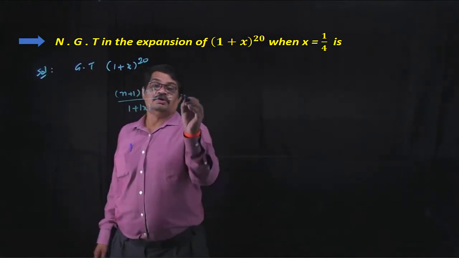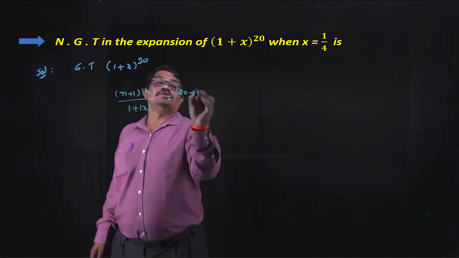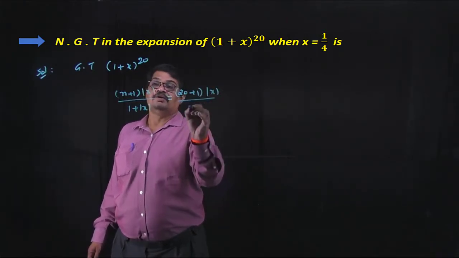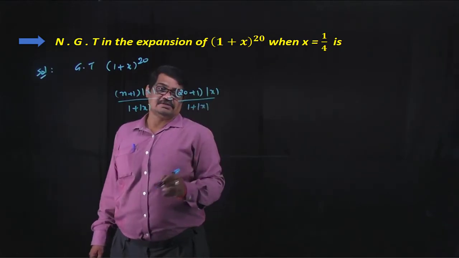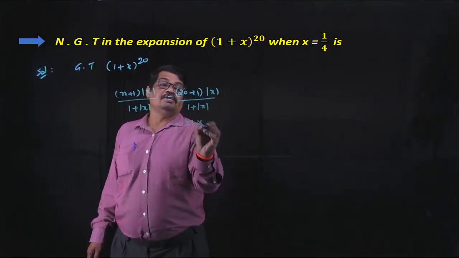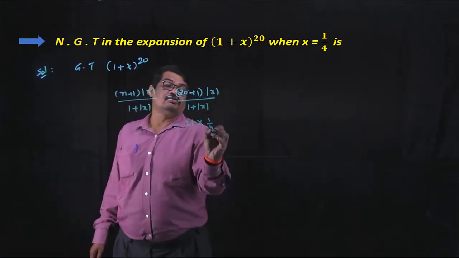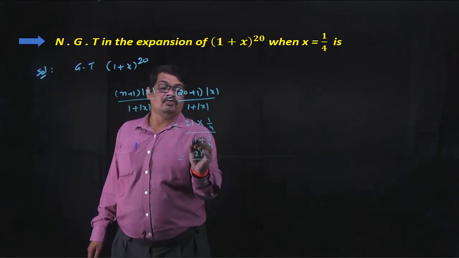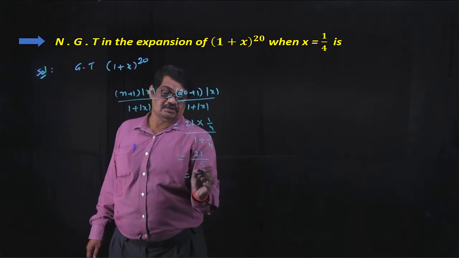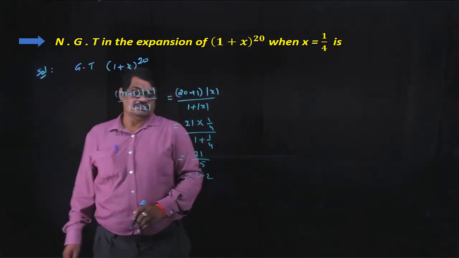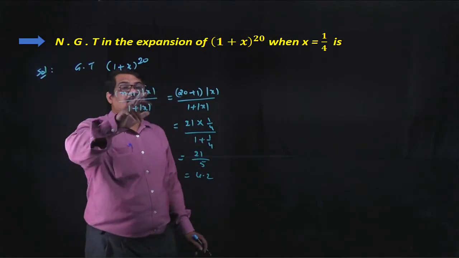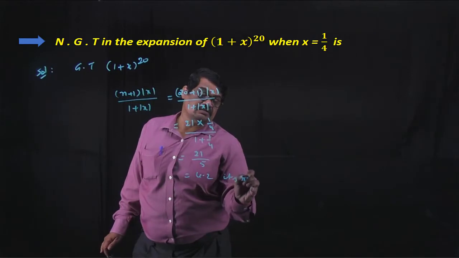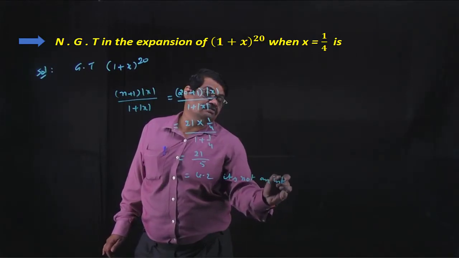Here n is 20, so (20 + 1)|x| / (1 + |x|). That is 21 into, what is x here, given 1/4, divided by 1 + 1/4. That is 21/4 divided by 5/4, that is 4.2. Okay, so this is the value of (n + 1)|x| / (1 + |x|). It is not an integer.